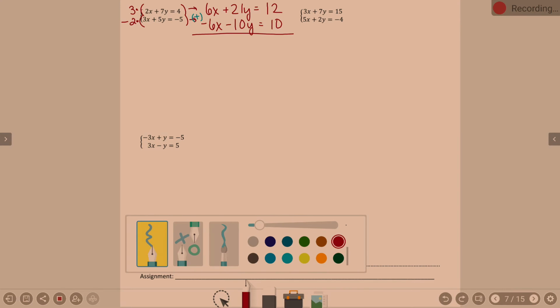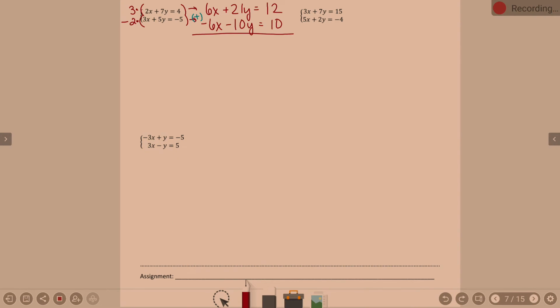Now, in all honesty, did you have to multiply by a negative? No. If you figured out the subtracting, you're confident in that, you could just have done positive 3 and positive 2. Okay. Add away. 6x plus negative 6x is 0. 21y plus negative 10y, 11y. 12 plus 10? 22. 11y equals 22. Divide by 11. Y is 2.